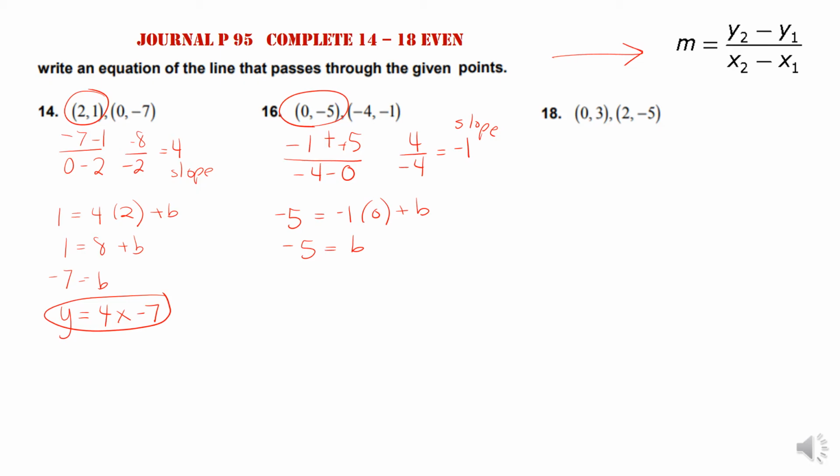Okay, does everybody see that? Now we're going to plug that into our equation. We're going to go y equals, my slope is negative 1, so I can just put negative x minus 5, and we're good to go.